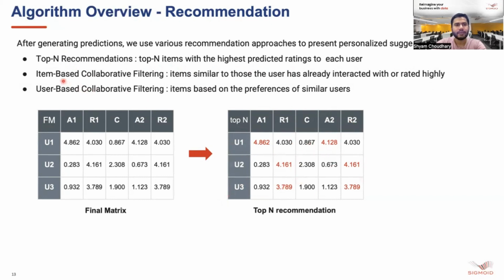Similarly, we can provide item-based collaborative filtering recommendations. Items similar to those the user has already interacted with or rated highly can be given from this table. Since user 1 has already seen the action 1 movie, we can also recommend the action 2 movie to this particular user, and then the user can provide a rating for it. So this is how recommendation can be provided with the help of SVD: by applying the SVD algorithm, doing the dimensionality reduction, finding the patterns, and providing recommendations to the user.